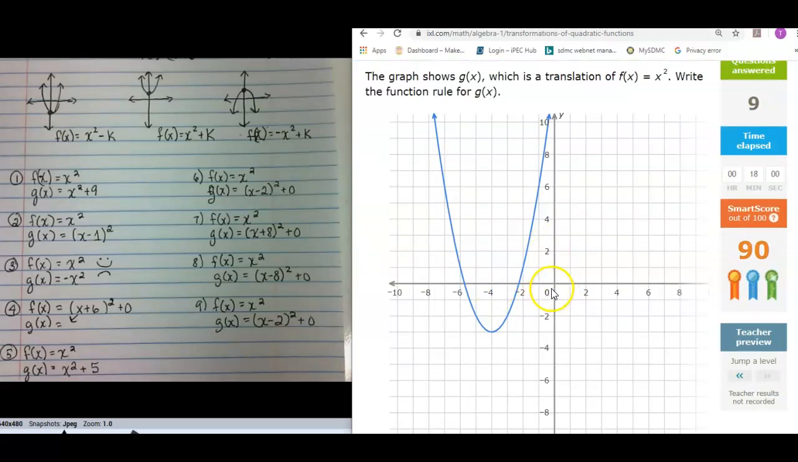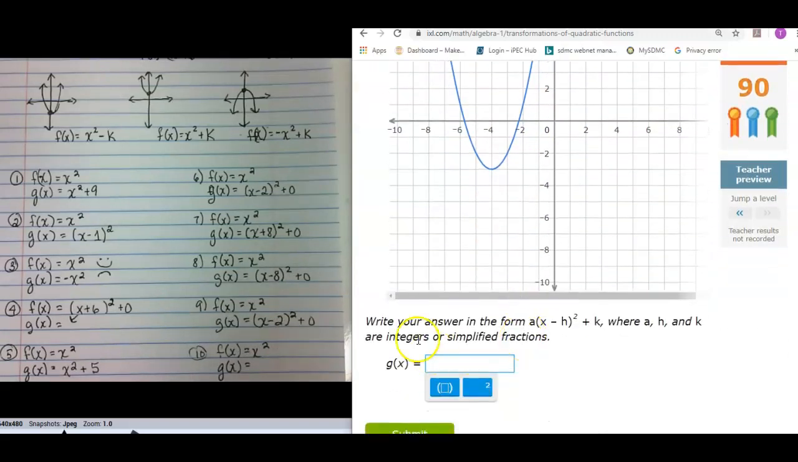Well, this is what I'm looking for. So here we have f of x, which is x squared, right? We have a translation that was shown on the graph of g of x, and we're told to write the function rule in our vertex form.